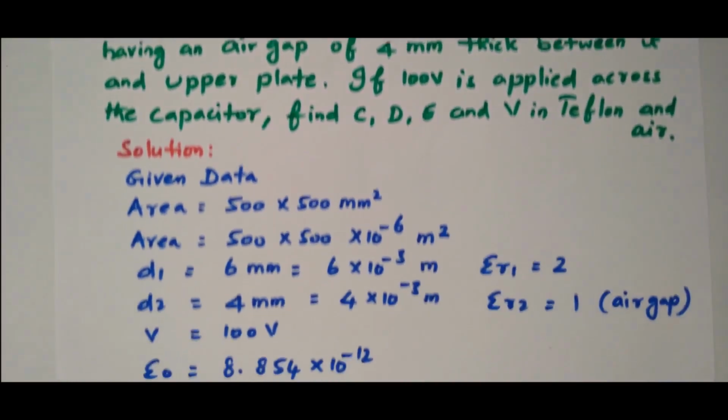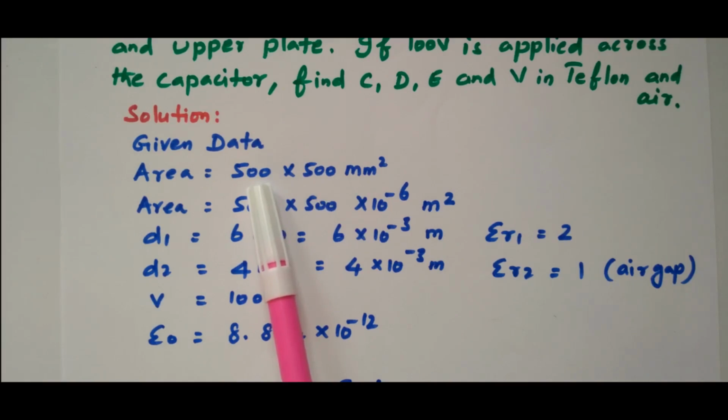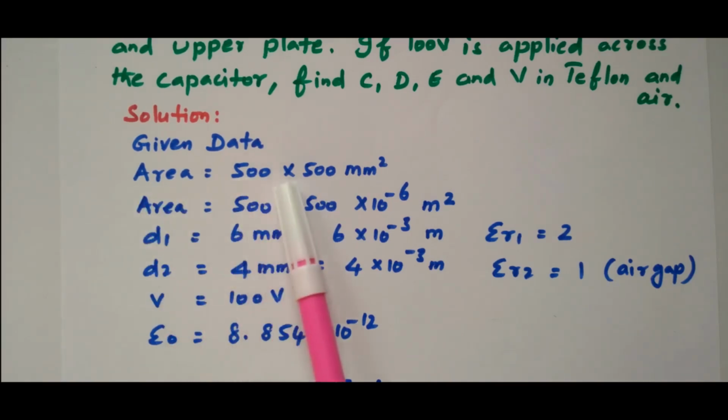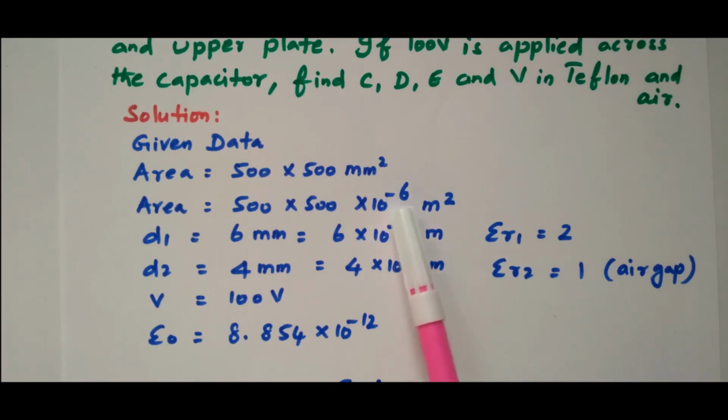Now we'll see the given data. What are the data given? The side is given as 500 millimeter. So the area will be 500 into 500 millimeter square, right? Side into side. So millimeter square is converted into meter square by multiplying by 10 to the power minus 6. So 500 into 500 into 10 to the power minus 6 meter square, right? The distance d1, the thickness of the first dielectric, is 6 millimeter, that is 6 into 10 to the power minus 3 meter. The thickness of the second dielectric, that is air, is 4 millimeter, that is equal to 4 into 10 to the power minus 3 meter, right?